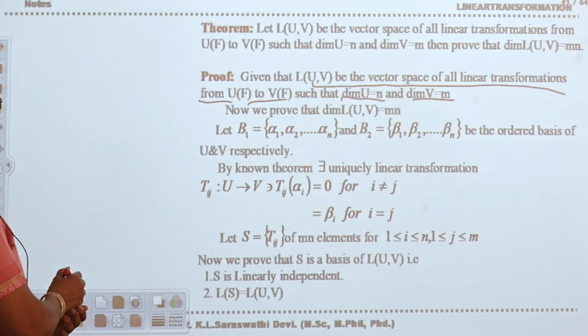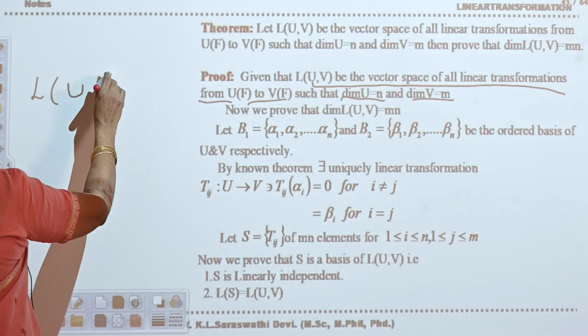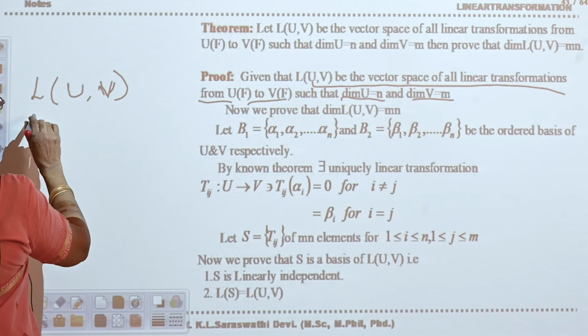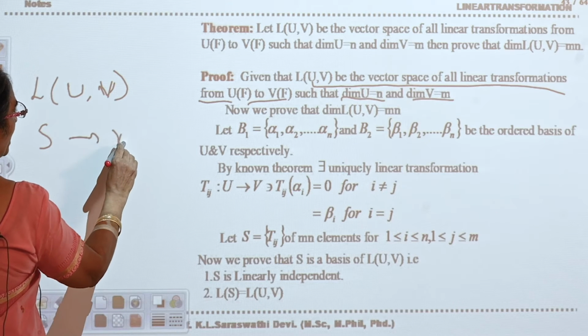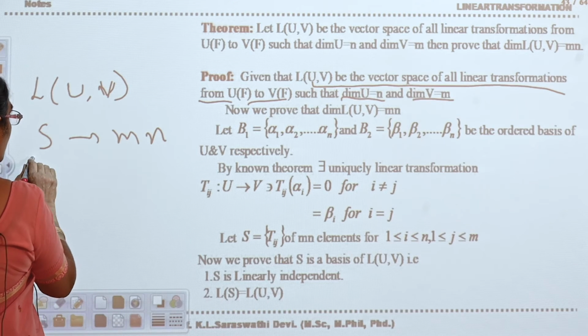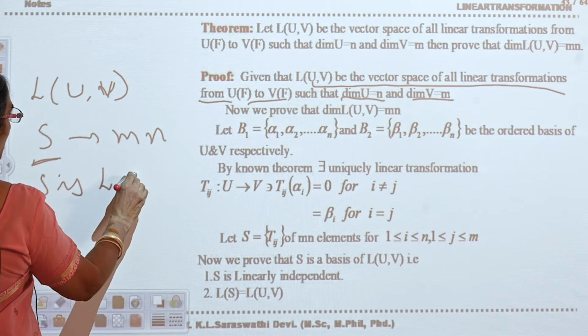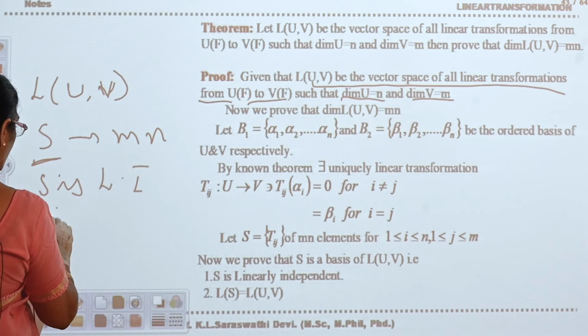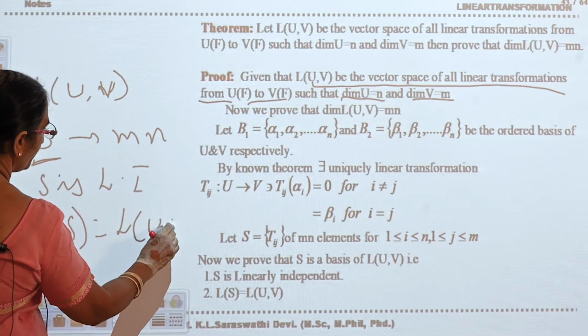That means you have to take L(U,V) and say that there exists a set S with mn elements, and this set S is linearly independent, and L(S) is equal to L(U,V). You have to prove this. Now is it clear?